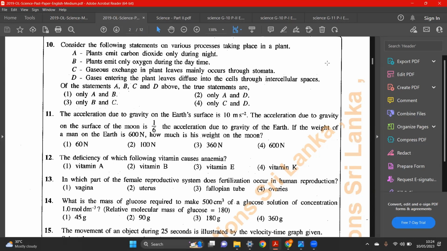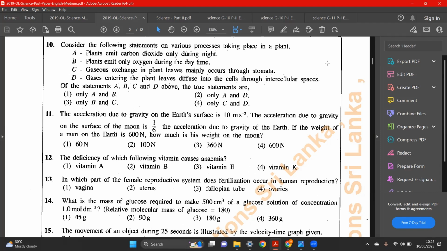Anyways, option C says gaseous exchange in plant leaves mainly occur through the stomata. So we know stomata are the tiny pores that you have, especially on your leaves, through which the gases can come in and out. Basically, those are like the doorways. All right. So most of the time it happens in the leaves.